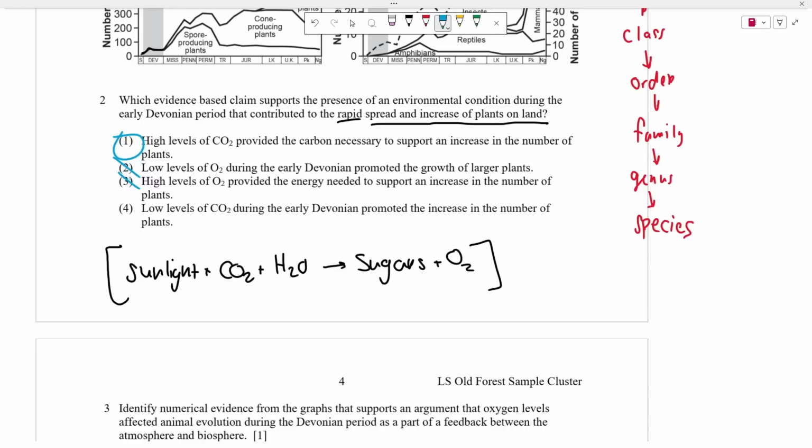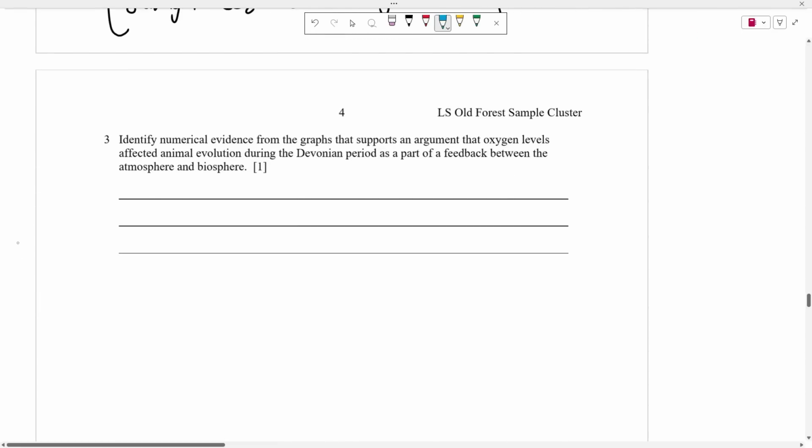And finally, choice 4, if we had low levels of CO2, that means that not a lot of plants would have enough carbon dioxide to undergo photosynthesis. So they would make less energy. And because they have less energy, well, they wouldn't be able to reproduce as much, or their populations wouldn't be able to grow. Right? So number 3 asks us to identify numerical evidence from the graphs that supports an argument that oxygen levels affected animal evolution during the Devonian period as a part of a feedback between the atmosphere and the biosphere.